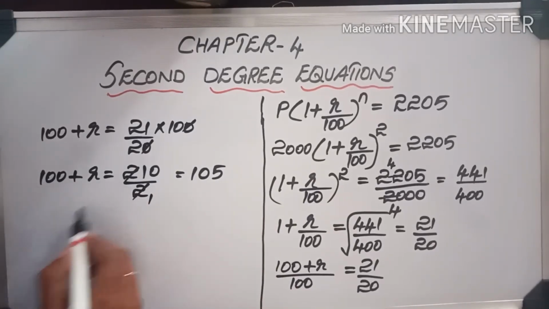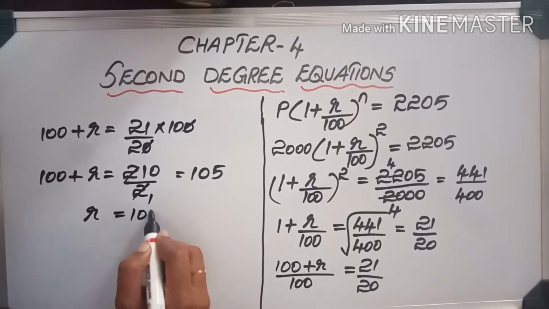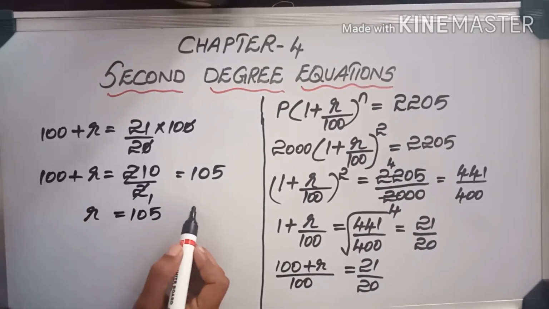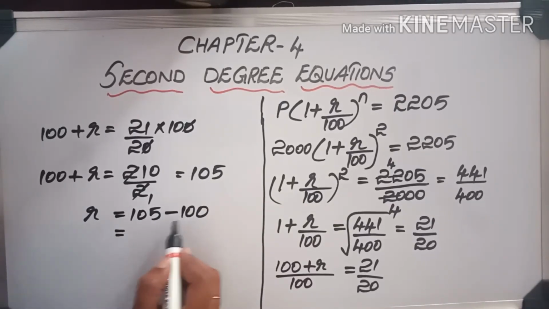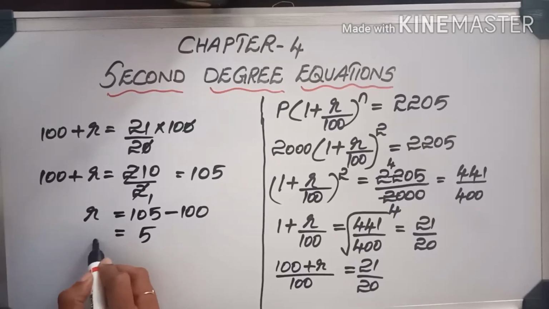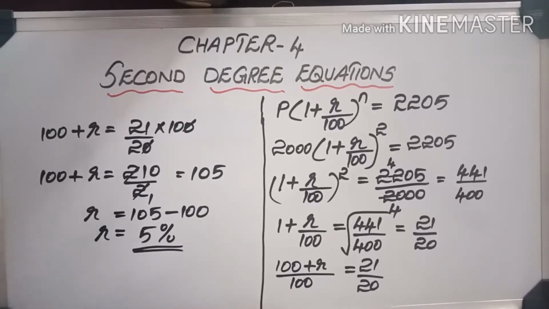Now here we need to find R. So keep only R here. Then R equal to 105, and 100 coming to this side will be minus 100. So 105 minus 100 is 5. So R equal to 5%. So 5% is the interest rate here. Okay, this is the answer.